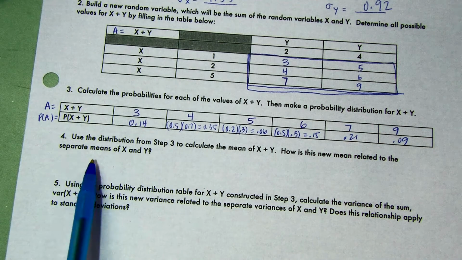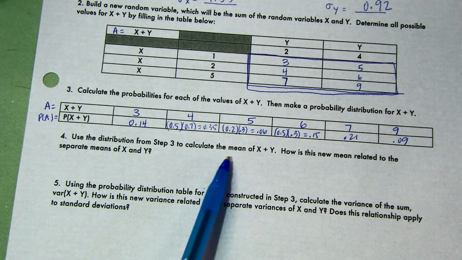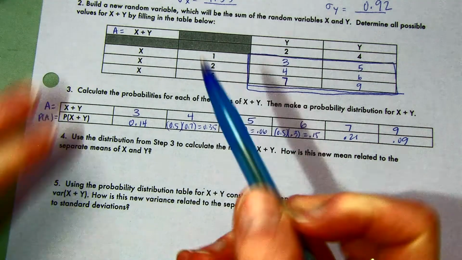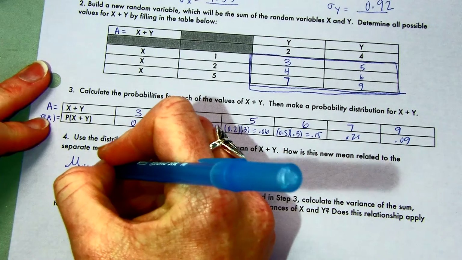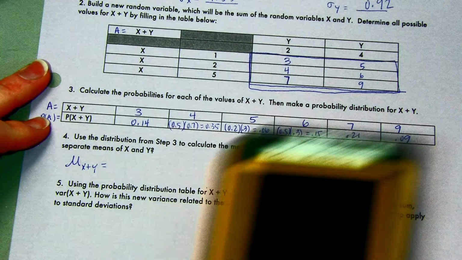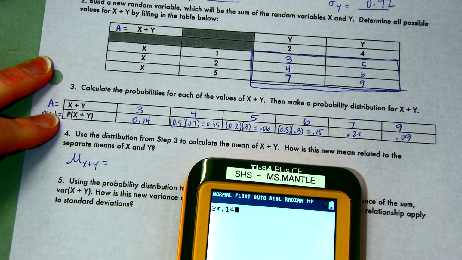So what about now? What if we take this new probability distribution and compute the mean of this new random variable? So the mean of x plus y. Okay, well, let's do that. 3 times 0.14 plus 4 times 0.35, and so on. I got 5.3.